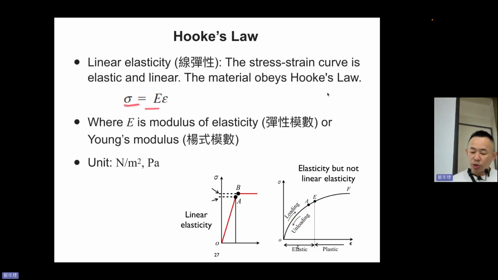Sigma equals E epsilon. Sigma is stress. E is the elastic modulus, Young's modulus. Maybe the first person who invented this was named Young. I don't know. E is a really important quantity. Because strain has no unit, the unit of E must be equal to that of sigma, so it's Pa. Okay, today I will finish this course now.